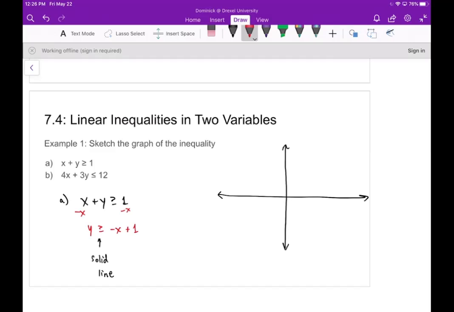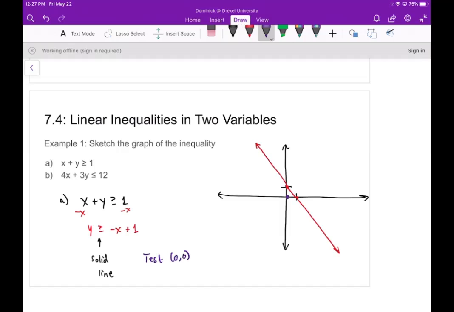Now if I graph this, as we talked about in the previous video, I can plot my y-intercept first, which is positive 1. Then from there, my slope is negative 1, so I can go down 1 and to the right 1, and there's my next point. Since it's a solid line, I just make the line as I usually would. Now we see that the origin is right here, and that's not on my line, so we're going to test 0, 0.